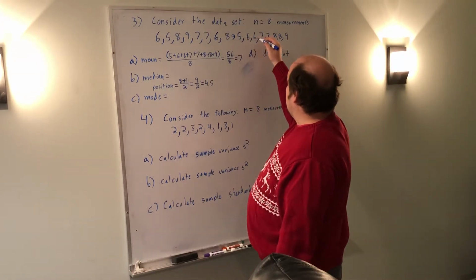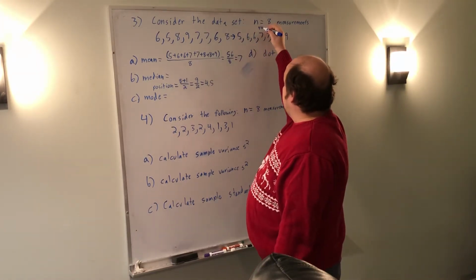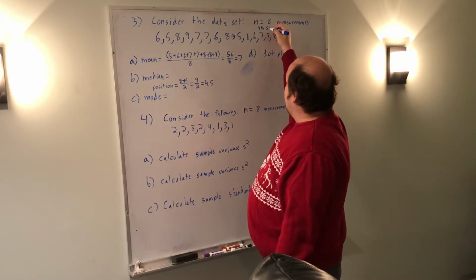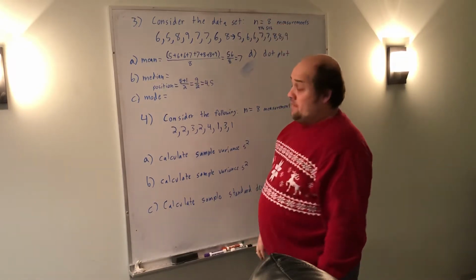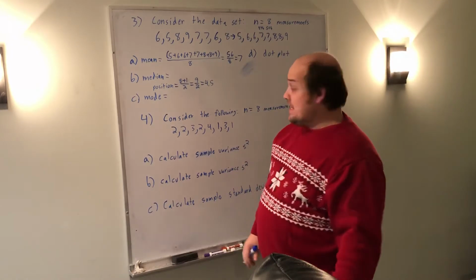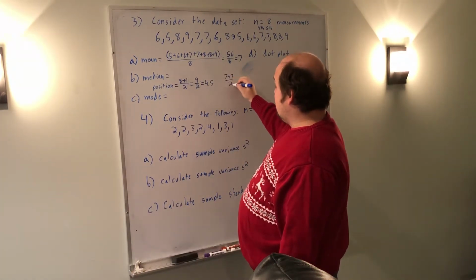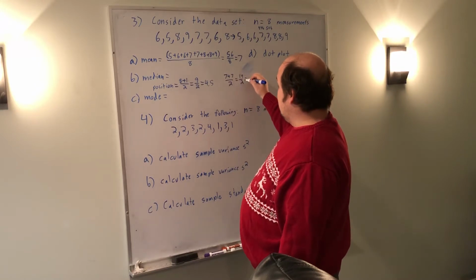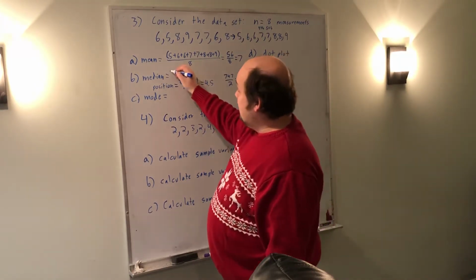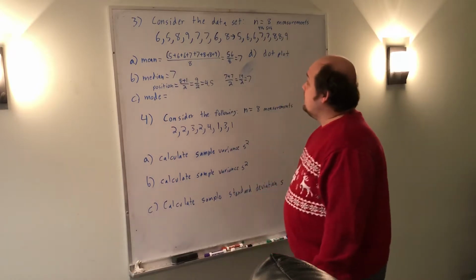1, 2, 3, 4. 4th number is 7. 5. 5th number is also 7. If I average something with itself, I just get that same number. If you want to see it done out, 7 plus 7 over 2 gives me 14 over 2, which is 7. So the median here is also 7.